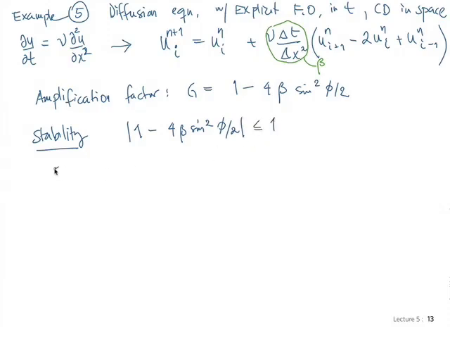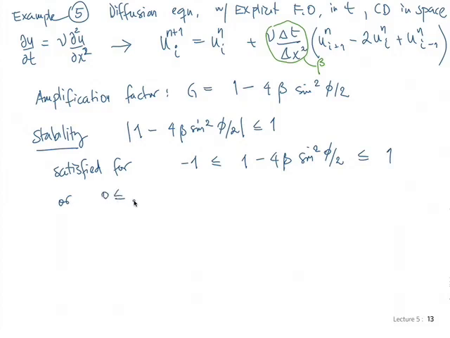And we find that this is satisfied for minus 1 less or equal to 1 minus 4 beta sine squared of the half angle and less or equal to 1. Or 0 less or equal to beta less or equal to 1/2.